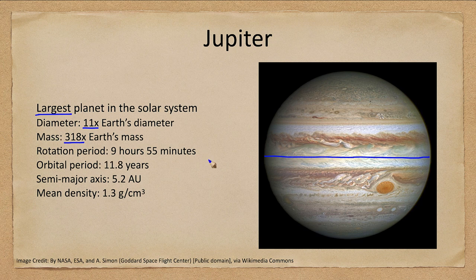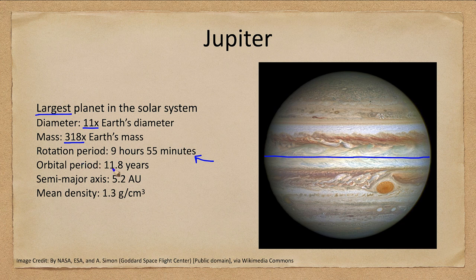Its rotation period is incredibly short at 9 hours and 55 minutes. That is the fastest rotation of any planet in the solar system, and it's less than 10 hours. So if you could somehow sit in the atmosphere of Jupiter and rotate around with it, the sun would rise, and 5 hours later it would set, and 5 hours later it would rise again.